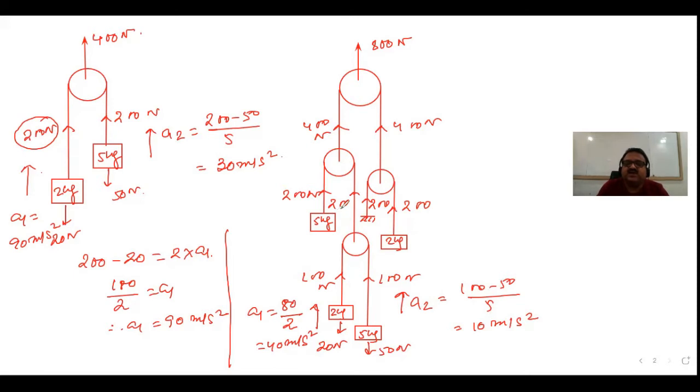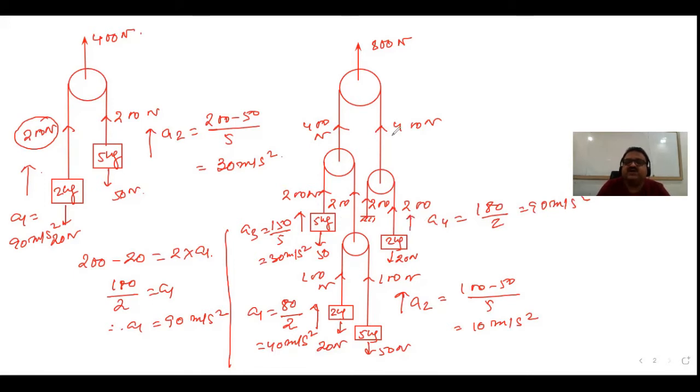Now let's come here. 200 acting downward, 50 downward. 200 acting upward, 50 downward. So acceleration of this is 200 minus 50 is 150 by 5, that is 30 meter per second square, and direction is upward. Here it is 20 Newton acting downward, 200 minus 20, that is 180 divided by 2, 90 meter per second square. It is in this direction, upward.